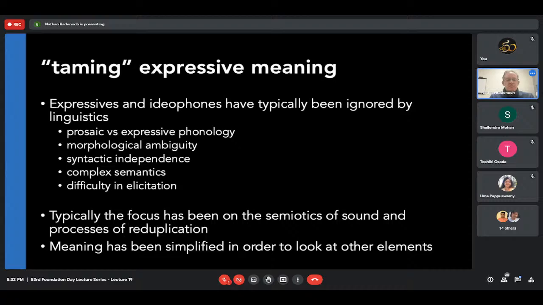Typically, the focus of work that has been done has been on the semiotics of sound, so the iconicity problems, the mappings of sound to meaning, and then also the processes of reduplication. The semantic aspect has often been simplified in order to look at other elements of the grammar, which have been perceived to be more important. And the question of iconicity is, of course, central to the whole exploration of expressives. It has dominated much of the attention for a long time, but recently the field is starting to expand a bit and take a more broad-based look at what these words do.